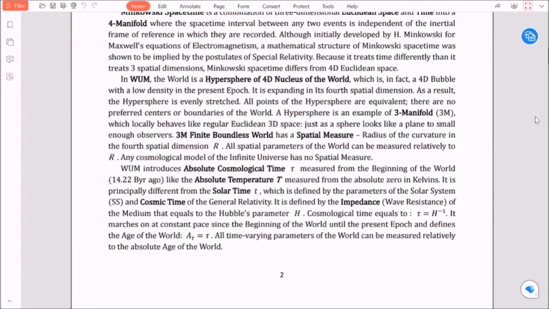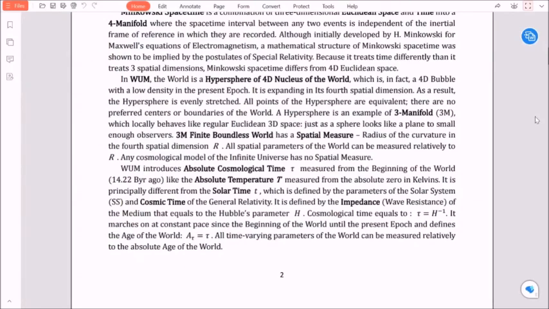WUM introduces absolute cosmological time τ measured from the beginning of the world 14.22 billion years ago, like the absolute temperature T measured from the absolute zero in kelvins. It is principally different from the solar time T, which is defined by the parameters of the solar system, and cosmic time of the general relativity.